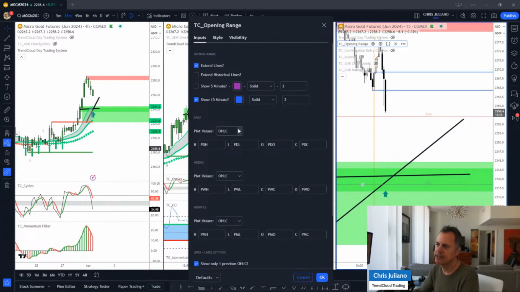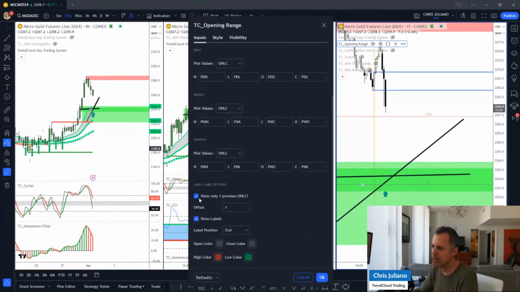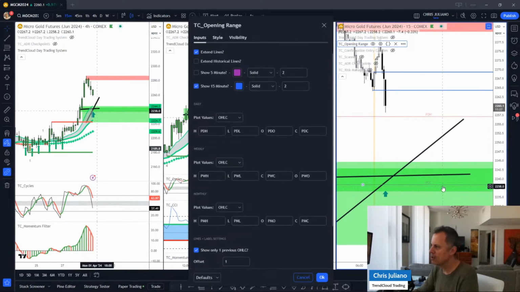And if you wanted to turn that on or off, you could do that. So it's really all customizable. This right here, Gary, show only one previous open, high, low, close. Make sure that's checked. Otherwise, you'll get all of them on the chart. So you make sure that's checked. Show only one previous open, high, low, close. And you will see right there, that's previous day's close, previous day's high, because those are the values I want to see.